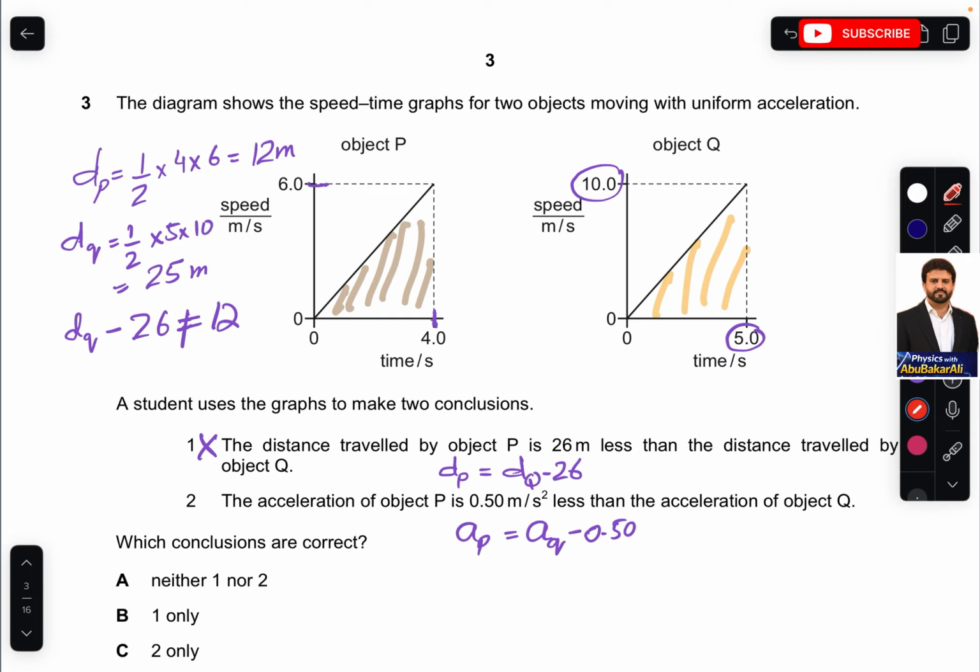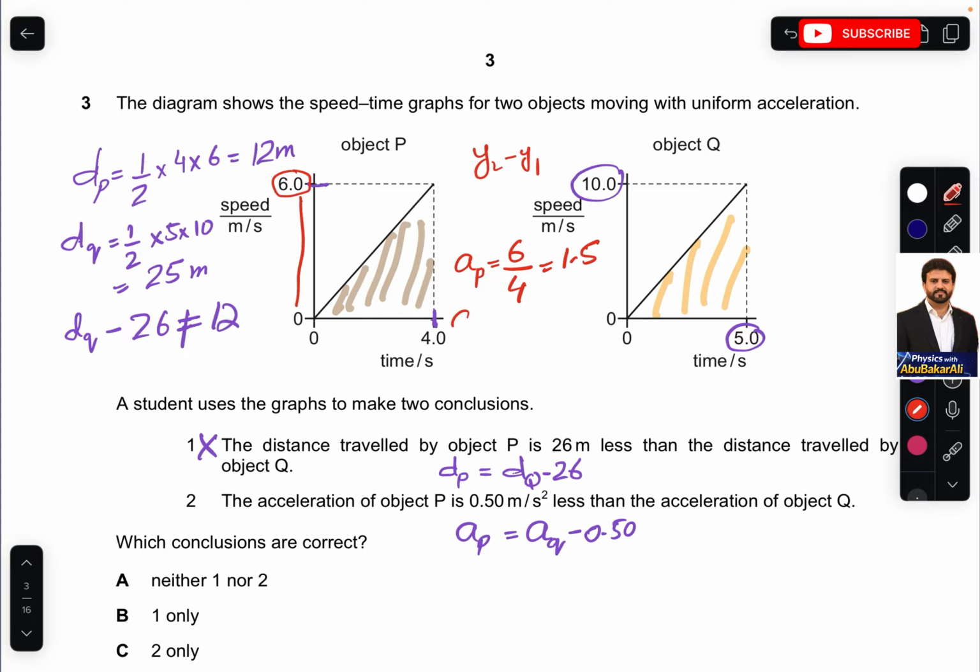To find acceleration, you have to find the slope. How we can find the slope? Slope is rise over run. I'm going to find the slope for P. So slope of P is rise, this is the y2 minus y1. So this is the rise. Okay. As it is starting from 0, so you don't have to do all the calculation. You just simply can write 6 over 4. That will give you 1.5.